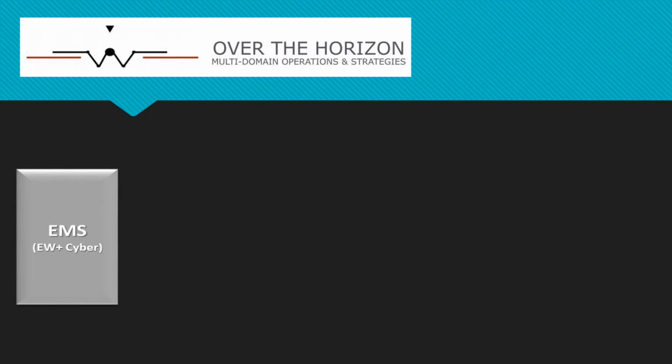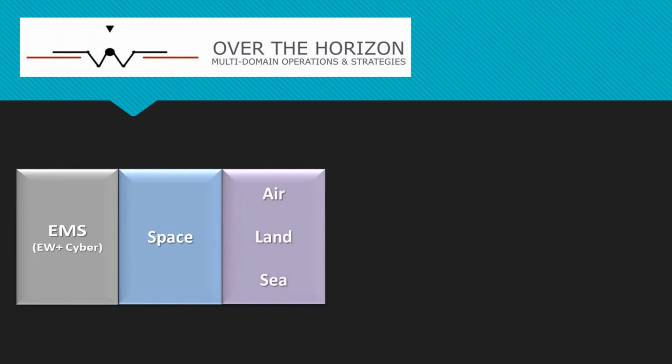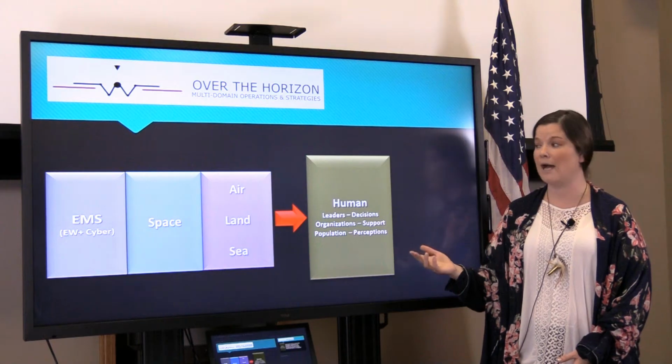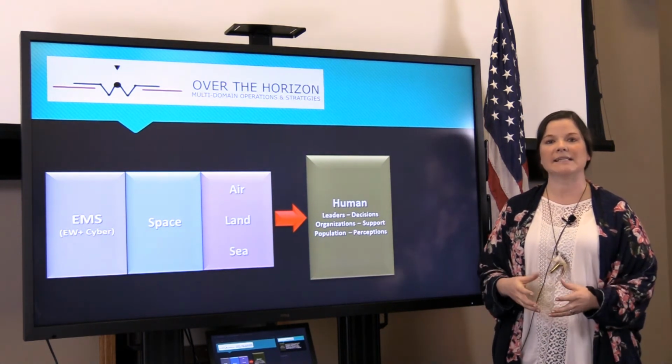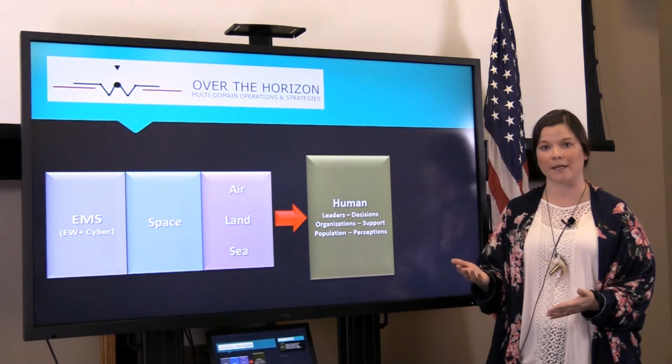So let's get started. At Over the Horizon, we maintain that there are 6 domains. Your 3 traditional domains, air, land, and sea, the space domain, the electromagnetic spectrum domain, which includes cyber, and of course, the human domain. Now, while all of the domains are critically important, activities in each of those domains are ultimately looking to achieve effects in the human domain.